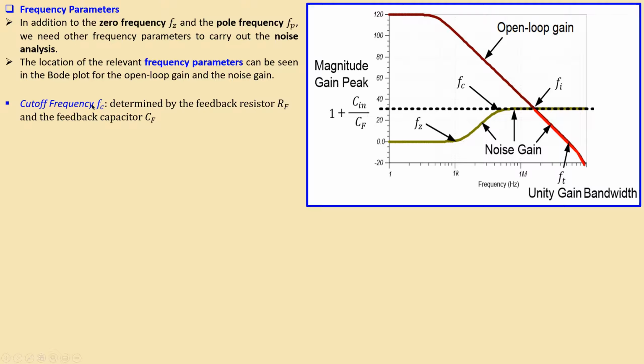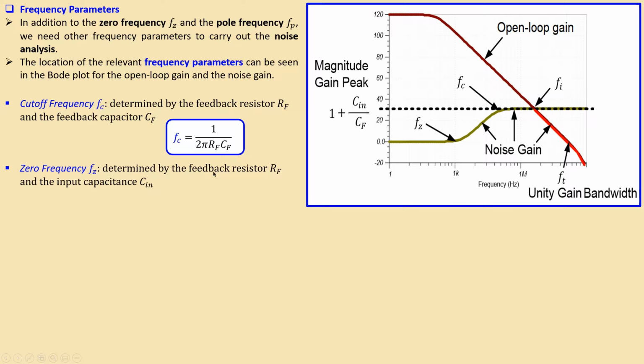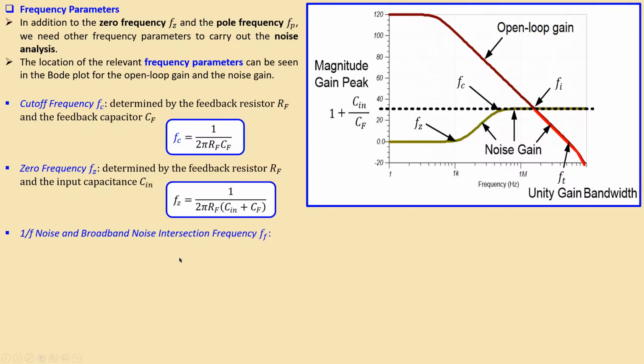So the cutoff frequency, again, is determined by the feedback resistor, RF, and the feedback capacitor, by this formula. We have the zero frequency determined by the feedback resistor and the input capacitor, which is given by this formula. Again, of course, we have also the feedback capacitor in it. Now, the 1/f noise and broadband noise intersection frequency, which is this part, is given by this expression.